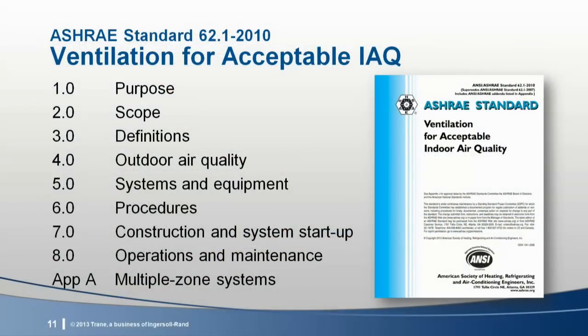Its requirements are organized in sections as follows: outdoor air quality assessment in Section 4, provisions for systems and equipment in Section 5, ventilation rates and calculation procedures in Section 6, construction and startup requirements in Section 7, and finally, operation and maintenance requirements in Section 8. Normative Appendix A, which expands on Section 6 requirements, is also part of the standard.